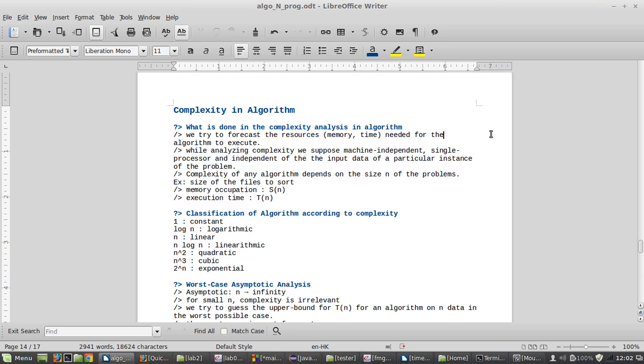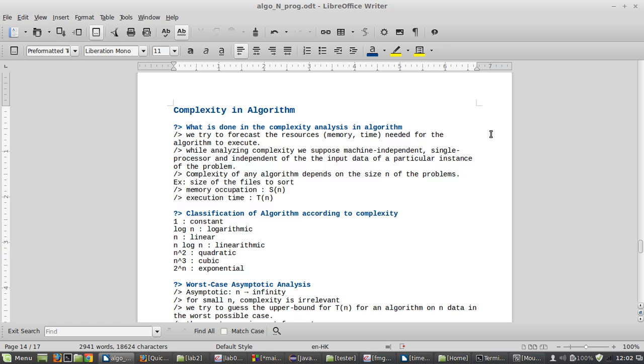While analyzing the complexity, we suppose it is machine independent, with a single processor, and independent of the input data of a particular instance. So this complexity is focused on independence of machine, whatever computer you are using to run the algorithm, whatever processor you are using, Intel or AMD, any kind of processor. It is independent of any machine, independent of the processor, and independent of the particular instance of the problem. So whatever problem it is, alright.